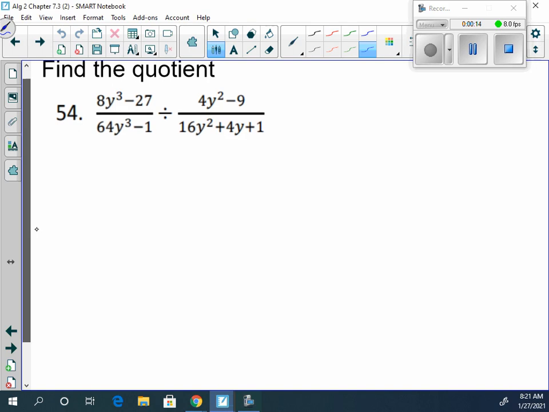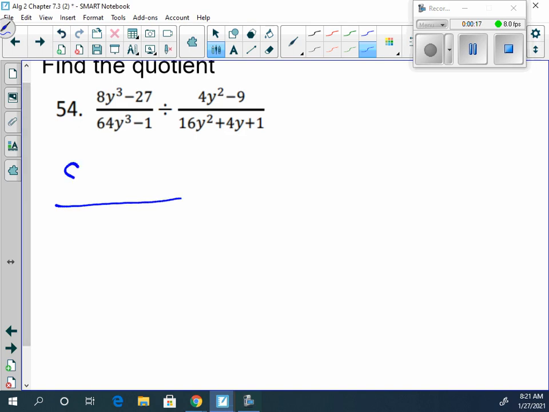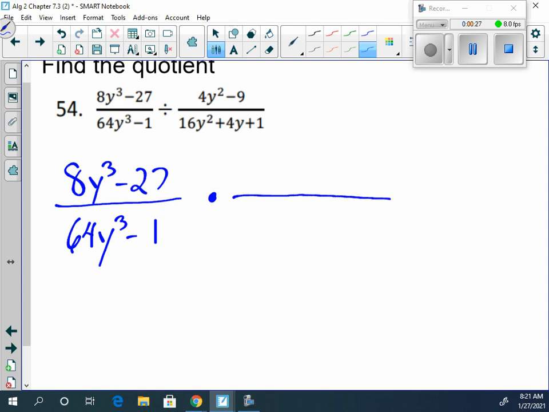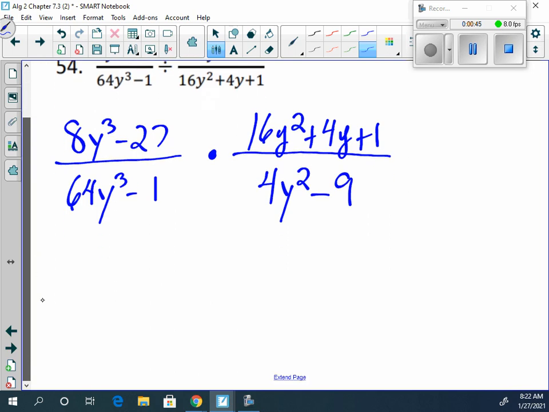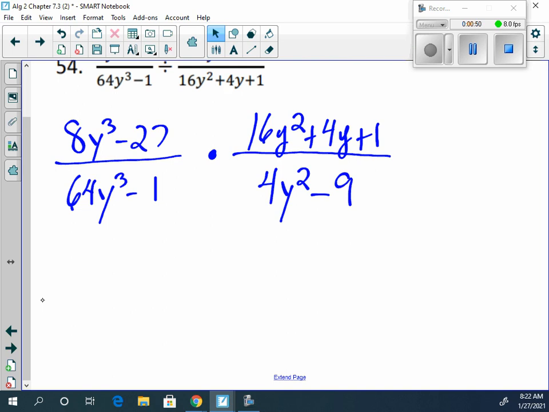Because all we're going to do is take this, keep the first one the same, change it from division to multiplication, and flip the second one. So we keep it the same and flip the second one. And that's going to be our main key step with changing from division to multiplication.